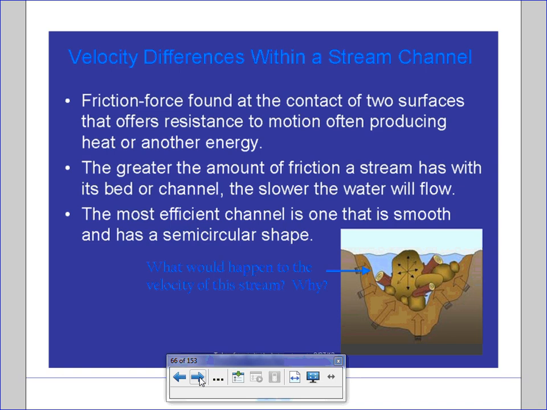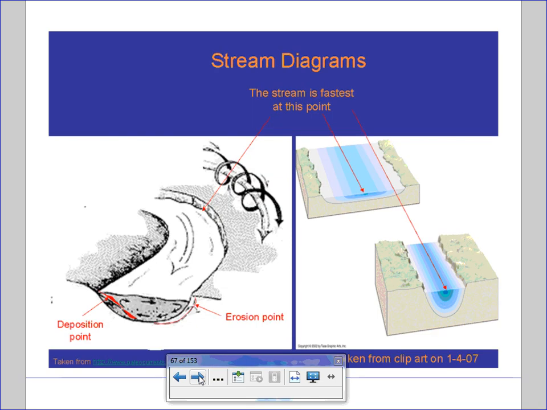So the smoother a channel, the faster the water would be able to go, and the more of a semicircular shape, the faster the water would be able to go. These diagrams are not in your notes, but you should add them off onto the side of your note packet, basically showing where the water will travel the fastest. In a smooth, efficient channel, like the ones on the right, you would expect the water to go the fastest in the center just below the surface. Right, in the center just below the surface.